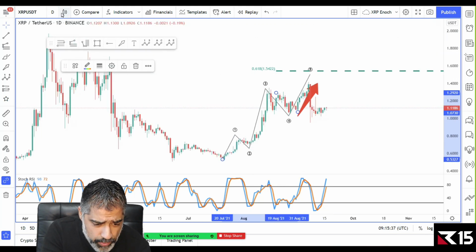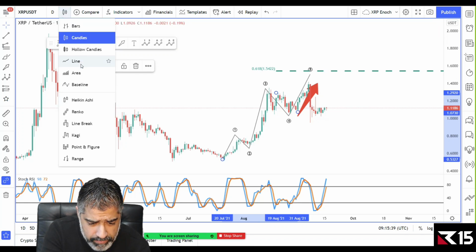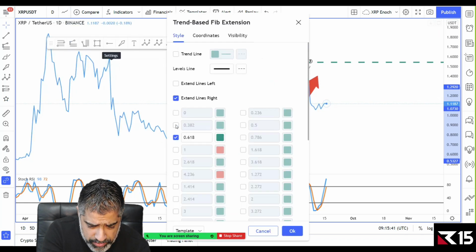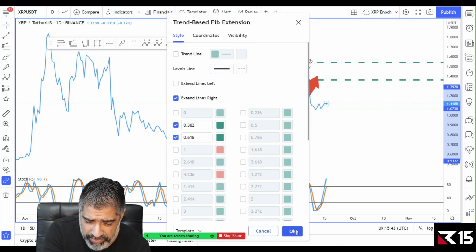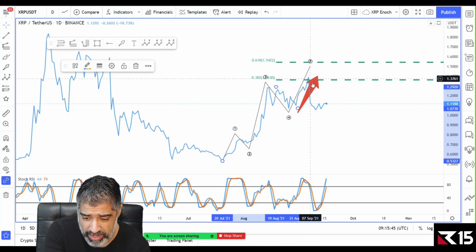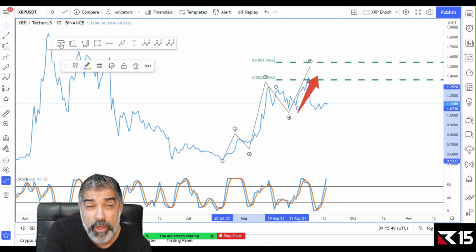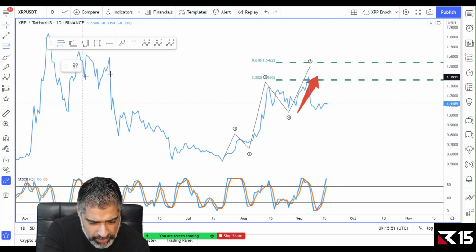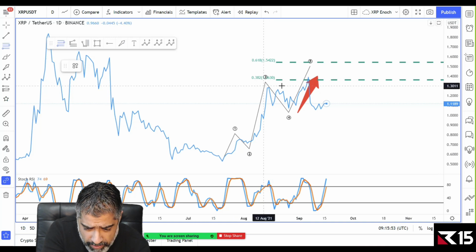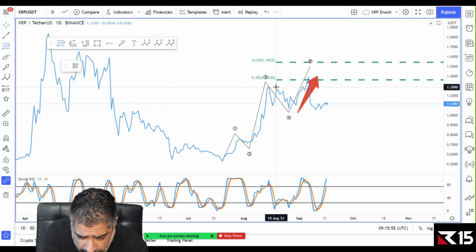And the minimum that tends to occur with a wave 5 is a 38.2%. In crypto, I found it's more often 62 and 100%. But here you can see it tags this green line perfectly. And there's a confirming indicator, which I cover in the masterclass. It's called the external retracement, where we can measure this wave 4.